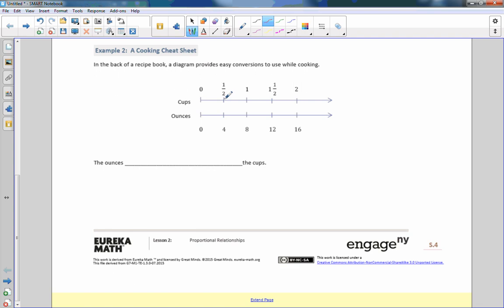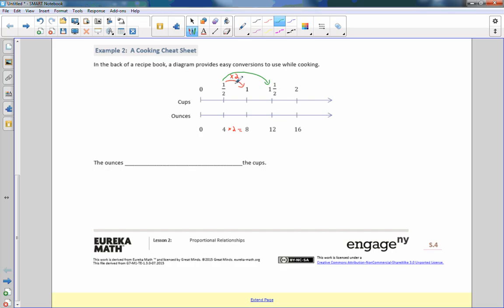Then when we go to a half a cup, that would be 4 ounces. All right, so if I want to figure out how do I get from 1 half to 1, well, I have to multiply by 2. So if I multiply 4 times 2, do I get 8? The answer is yes. So that is proportional, but it has to continue this way.